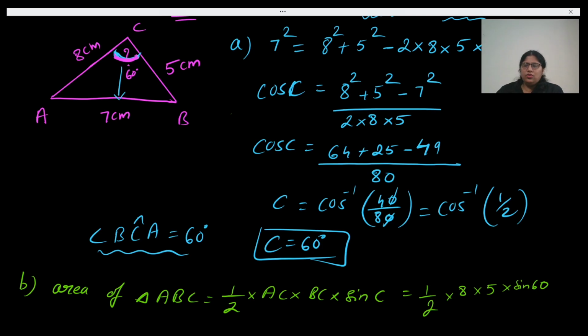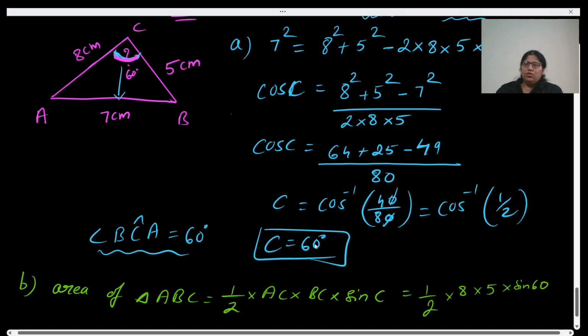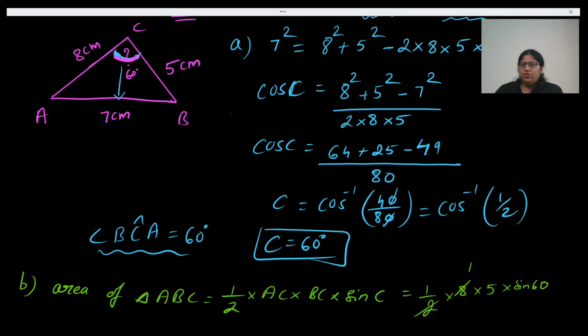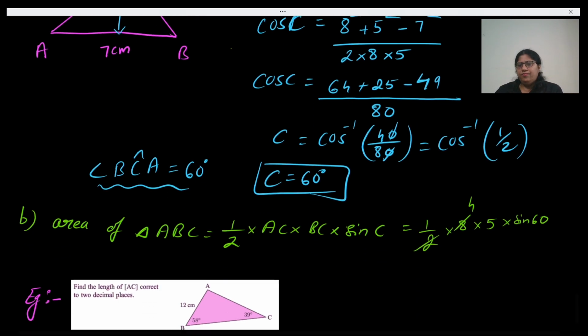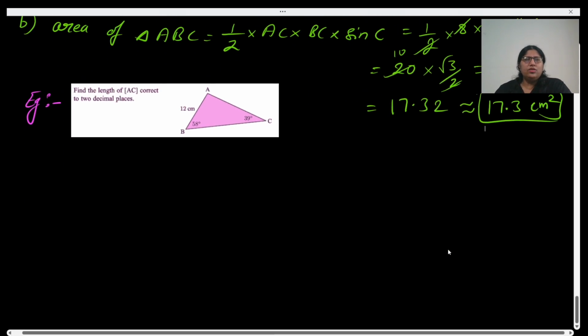Now sine 60 is root 3 by 2. So here if I take 20 times root 3 by 2, sometimes the answer can be written in surd form also, 10 root 3 square centimeter. Let us go for the next question.